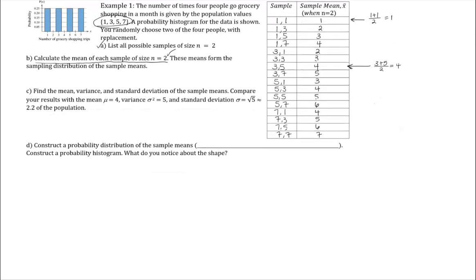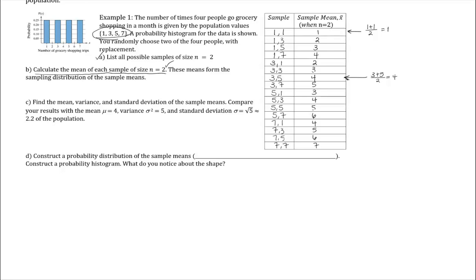So that means that if I'm picking 2 people from this set, how many times they went to the grocery store in a month, the only options that I can get for the average of those 2 people is one of these numbers. So what we're talking about in this lesson, and we will do this down here in part D, is we're going to construct a probability distribution, but this is a probability distribution for the sample mean. This is a probability distribution for these numbers.